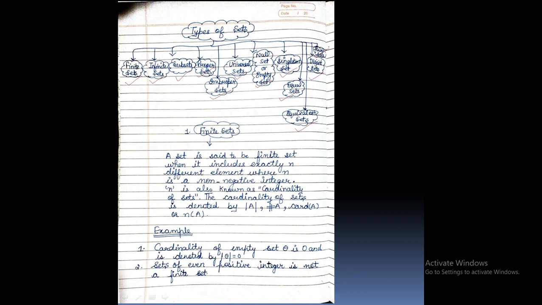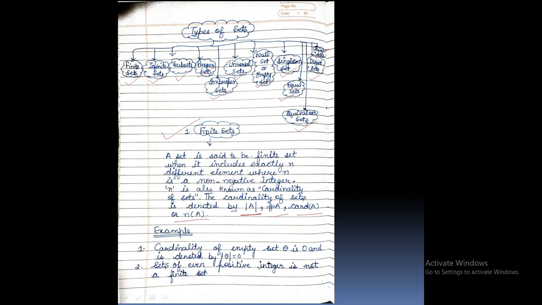First I will discuss finite sets. A set is said to be a finite set when it includes exactly n different elements, where n is a non-negative integer. n is also known as the cardinality of the set, and the cardinality of a set is denoted by this symbol, and hash A, card A, or n(A). You can say the number of elements is finite.